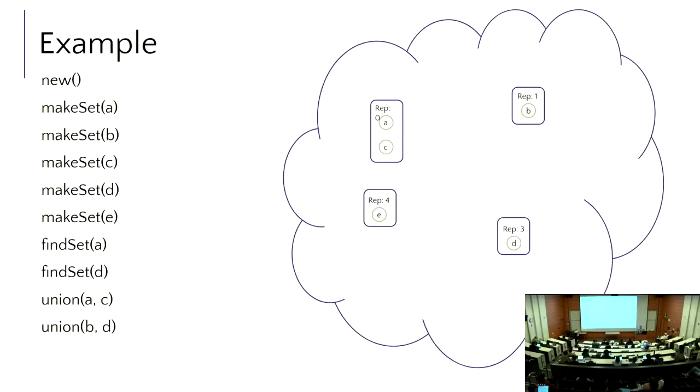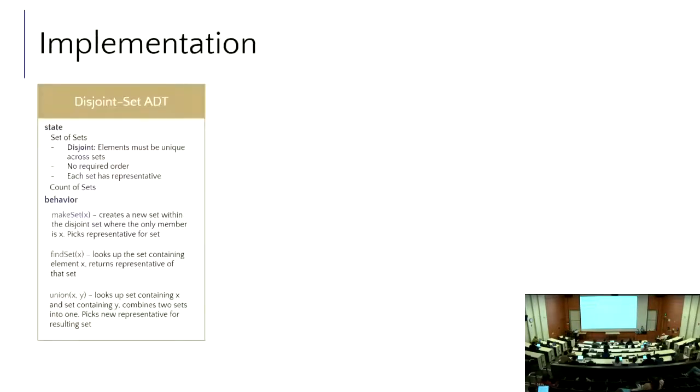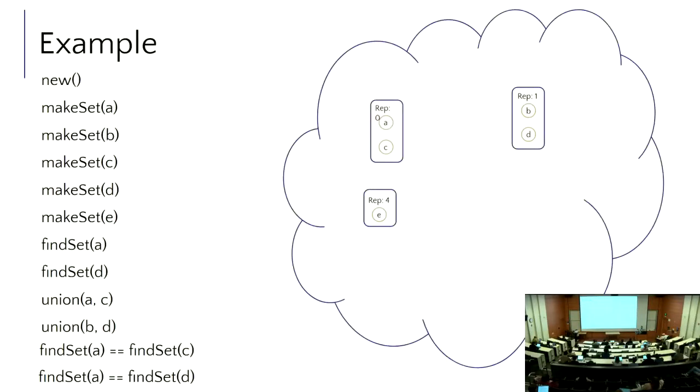And so in this case, if I am unioning B and D, I would call find set. I'd realize that they have 2 different representatives, and then I would finally have a merging of those 2 items. So if I call find set of A and find set of C now, I will return true, and find set of A and find set of D will return false, because A is over here and D is over here.